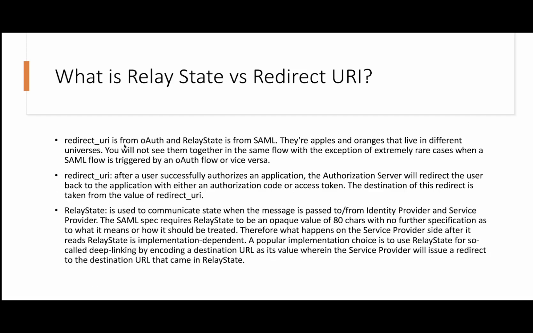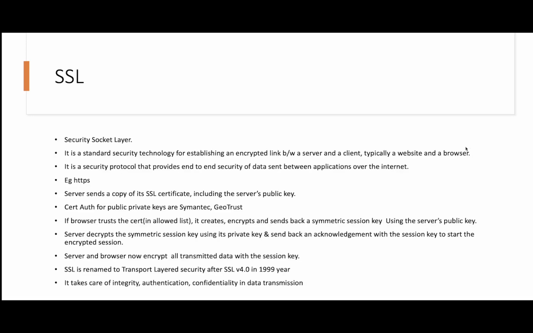I've used redirect URI in the authorization code flow. So whenever I create a connected app, I have provided this redirect URI. So redirect URI is from OAuth and relay state is from SAML. So they are not related. Basically they are apples and oranges, so we should not even compare them.